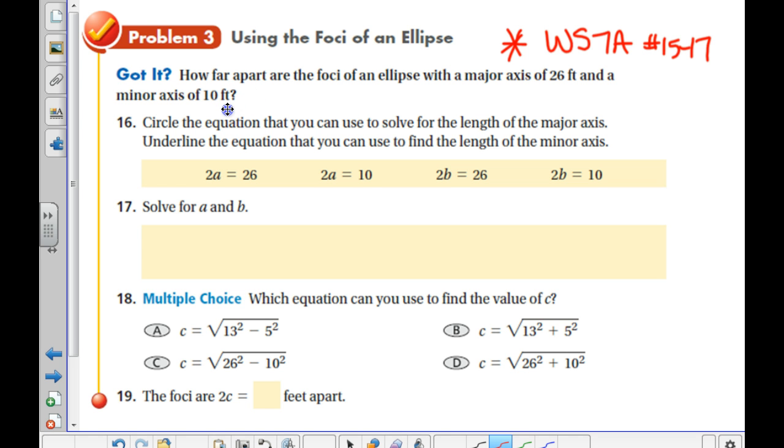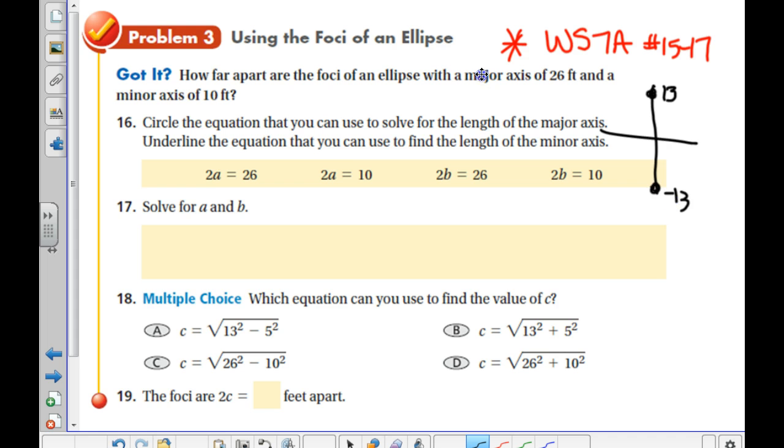Do I know if this is a horizontal or vertical ellipse? No. Does it matter? It doesn't. Okay, do you want to make it horizontal or vertical? Just because I want to sketch something. Somebody pick. Vertical? It doesn't matter. If the major axis is 26 feet long, those values are at 13 and negative 13.